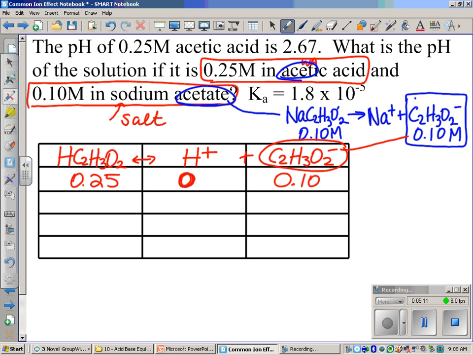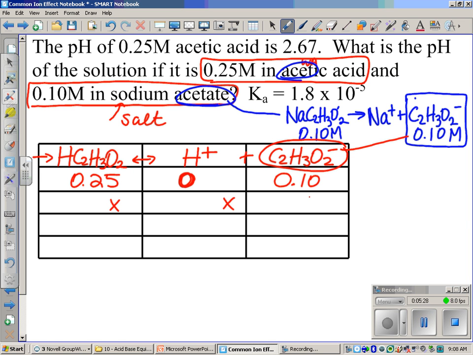And again, this is called common ion effect because you had your weak acid, but instead of starting with nothing on the product side, we are starting with one of the ions already there, which obviously is going to affect the equilibrium, how the equilibrium will get established. Now, from this point forward, the problem is the same.